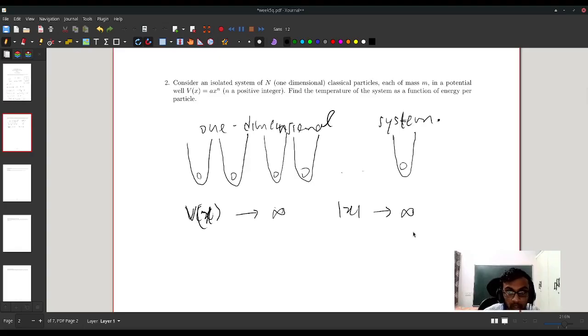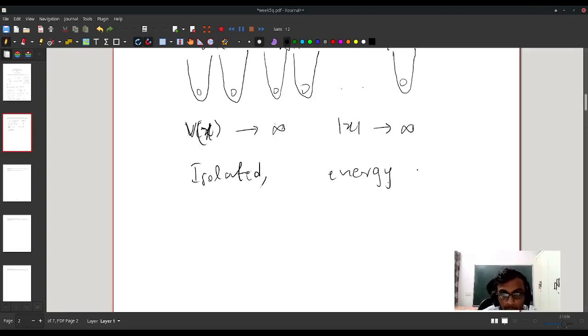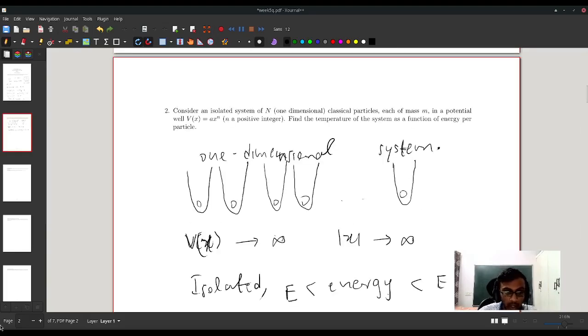So let's say that the system is isolated, and the energy is between some range E plus delta and E.